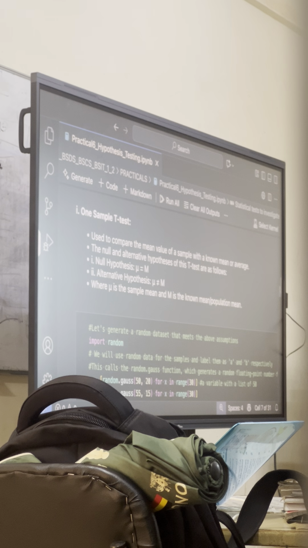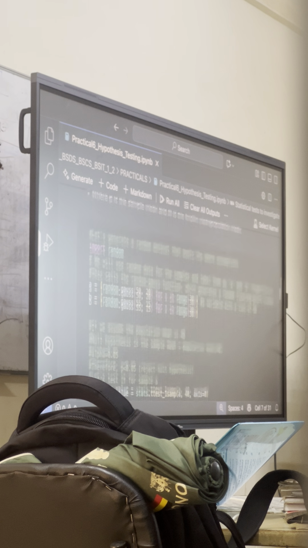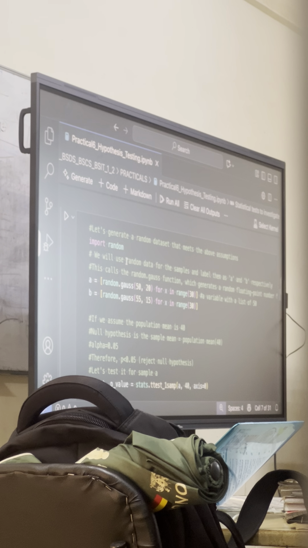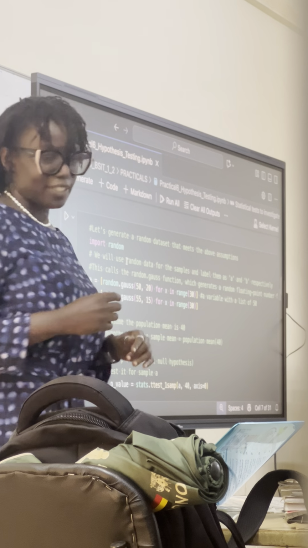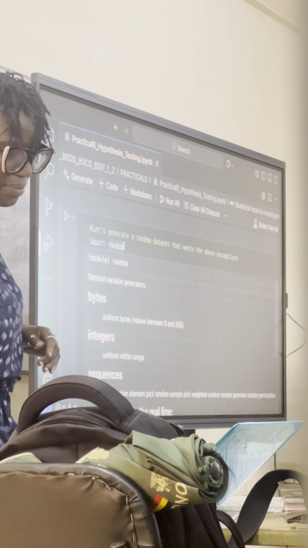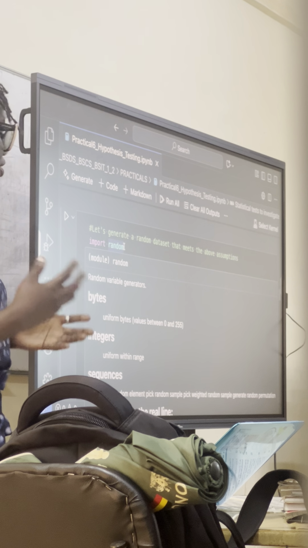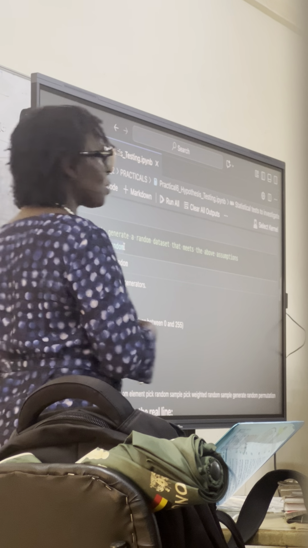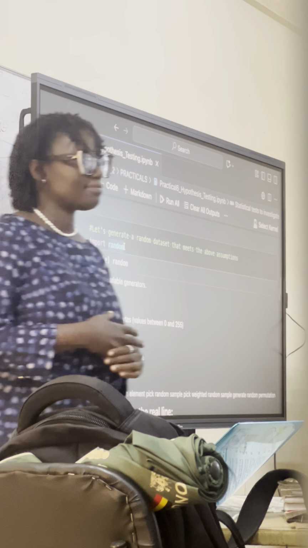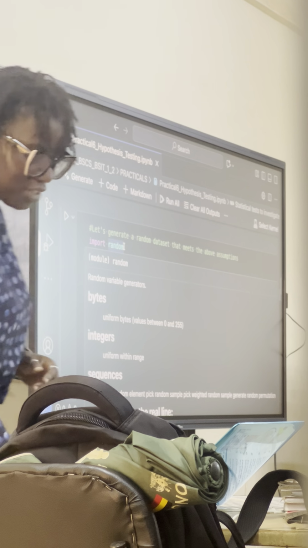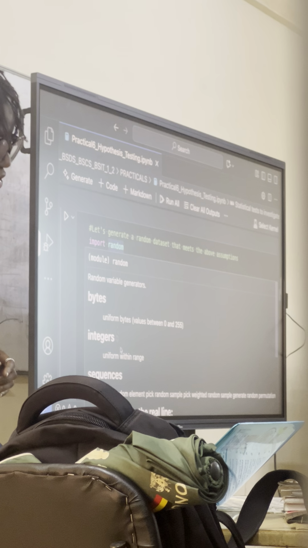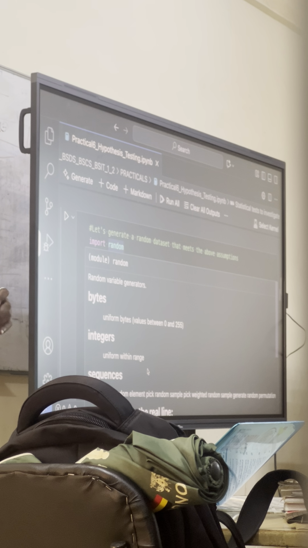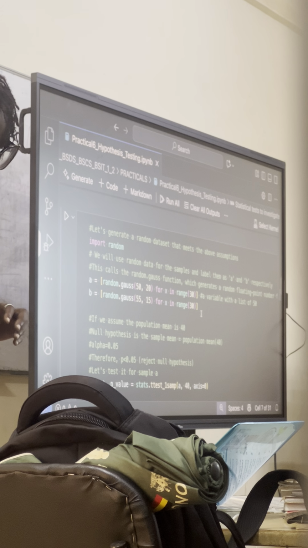Okay, so for instance, in this situation, let's say I'm working with random sample, okay? So random is a library in which we can generate different random variables or random data sets, okay? So it allows you to generate different aspects, okay? So close that a bit.